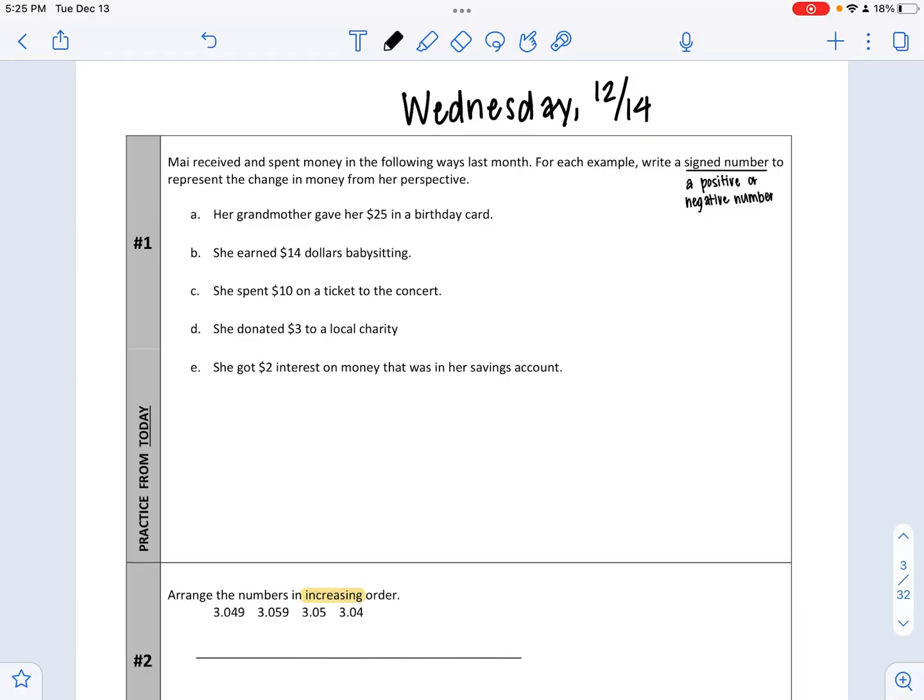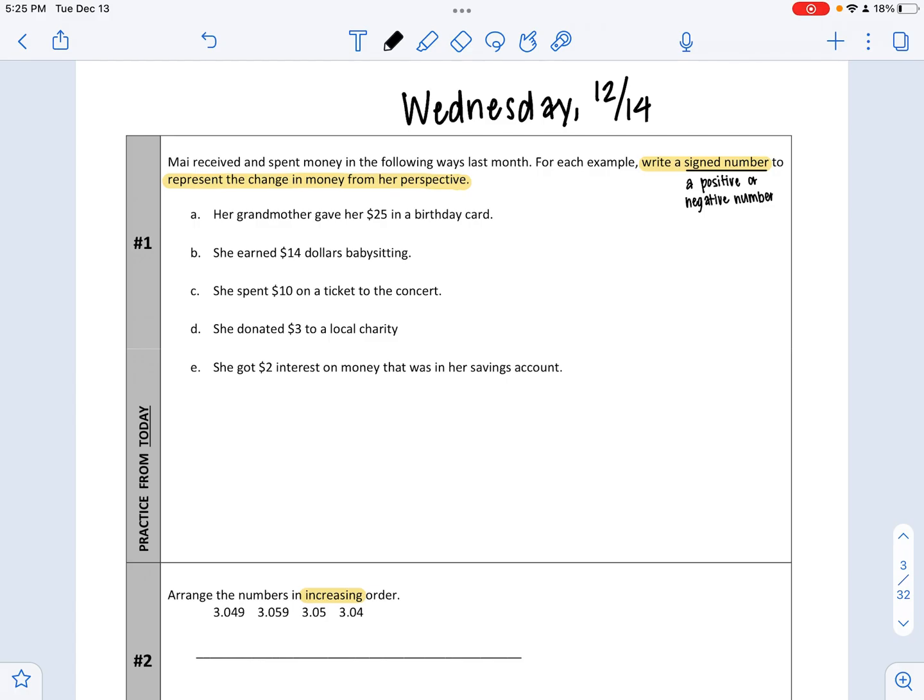My received and spent money in the following ways last month. For each example, write a signed number, that simply means a positive or a negative, to represent the change in money from her perspective. A. Her grandmother gave her $25 in a birthday card. This would be an example of $25 that my got or earned, so it's positive 25.